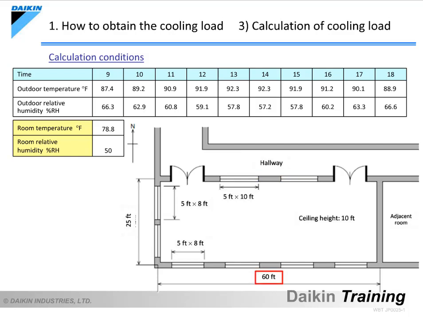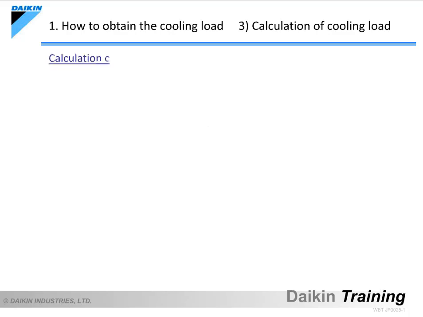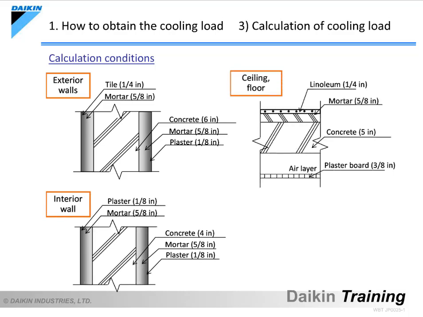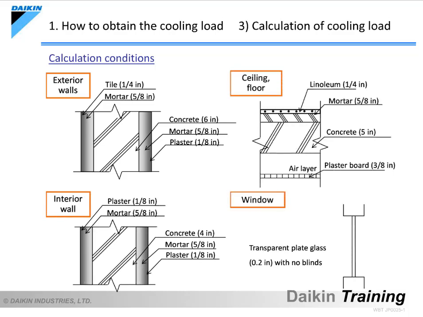The south face is 60 feet in length, with 4 40-square-foot windows and no blinds. The west face is 25 feet in length, with 2 40-square-foot windows. The materials used around the room are as shown in this slide. The exterior walls, interior walls, ceiling, floor, and windows are constructed in this manner. The particular structure of these items has an effect on the heat load that enters from the outside.